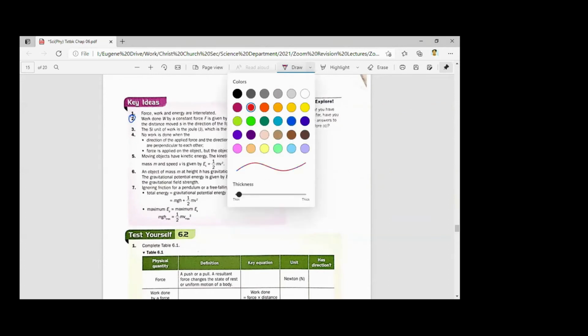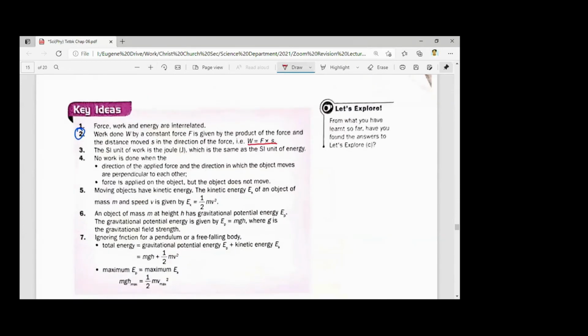So just a wrap up for 6.2. We mentioned work done, and we went into details of what it is. Then the formula we mentioned, work done is force times distance. This S is actually distance, so just take note of it. We went through the example of no work done. Then we went through the formula of half mv square for KE, and the formula for GPE and what GPE is.